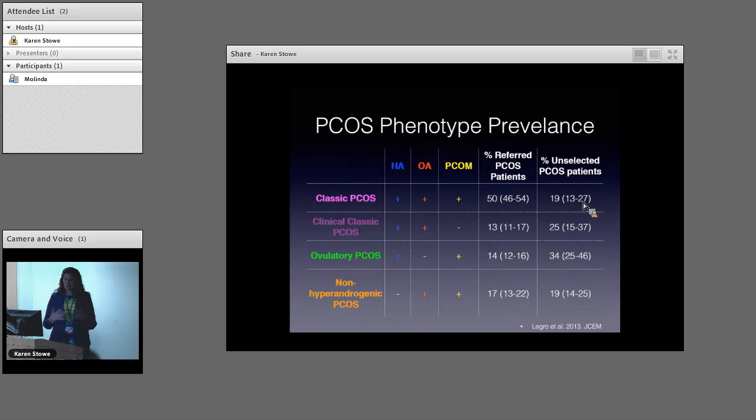And then of course it's not often recommended that we do these in young adolescent girls because they will often have PCO morphology, which is normal in development.